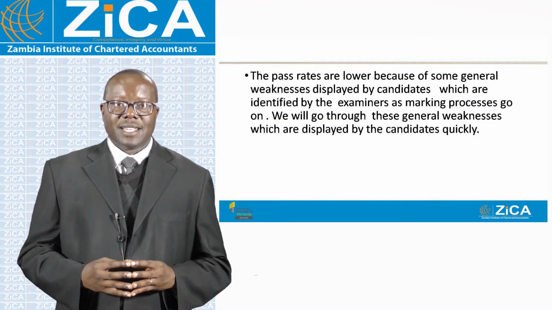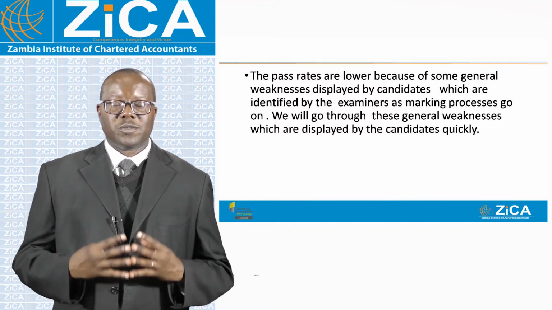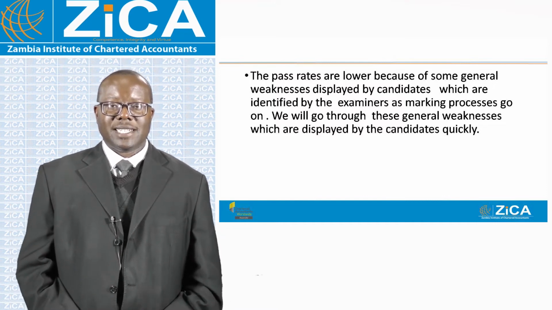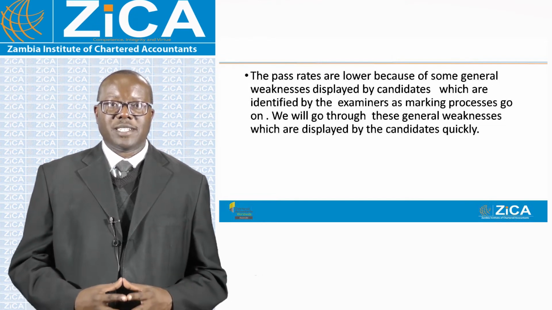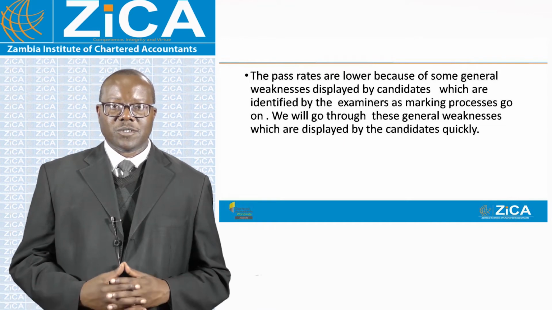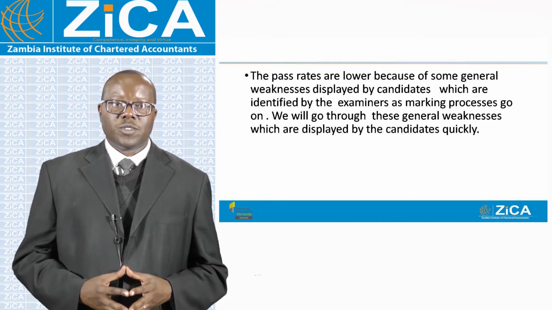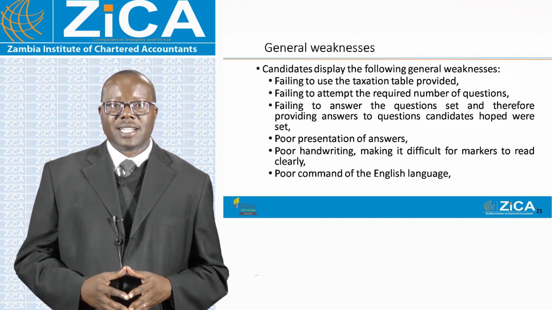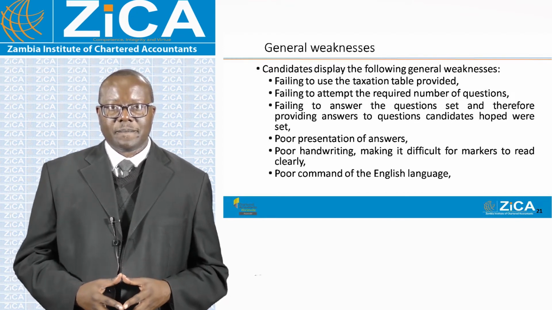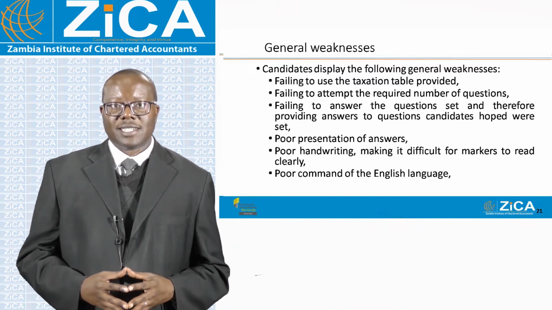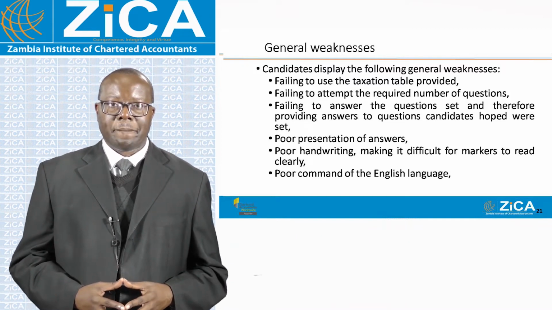The pass rates are lower because of some general weaknesses displayed by candidates which are identified by the examiners as marking processes go on. We'll go through these general weaknesses which are displayed by candidates quickly. The first one is failing to use the taxation table provided.